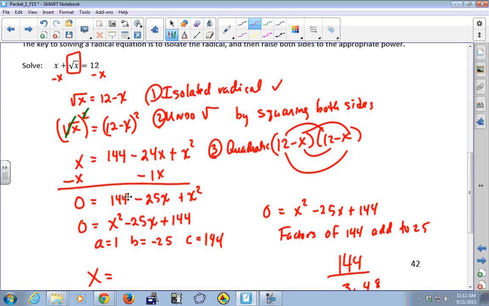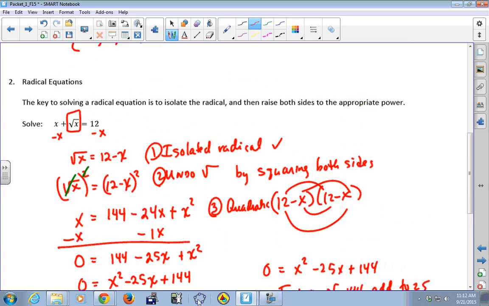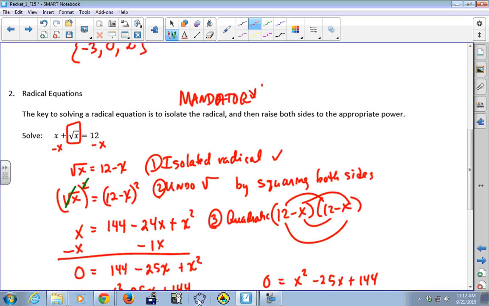What happens when you square both sides of an equation is you can, not always, introduce an extra solution that's false. So it's mandatory on radical equations. This is one thing you should add to your little cheat sheet or your notes: it's mandatory. If you're not in the habit of doing this, for radical equations, you have to do it. You have to check your answers. So let's check our answers.